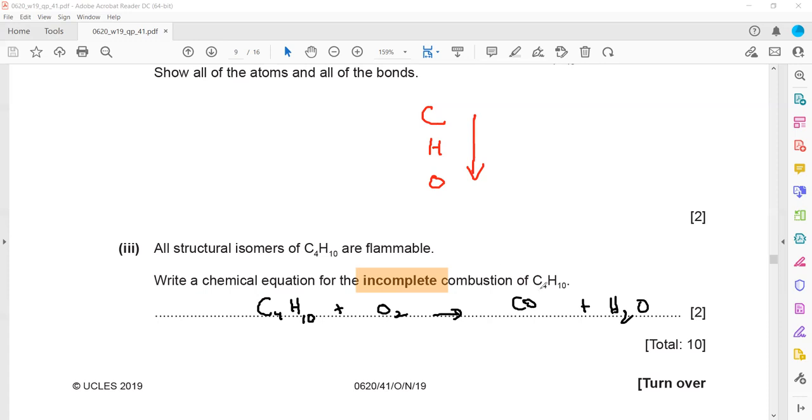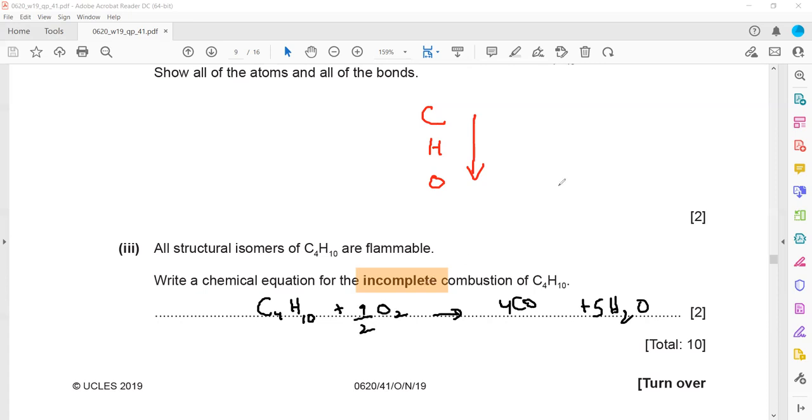So 4 carbon, we put 4. So carbon is balanced. Hydrogen 10, so we put 5, hydrogen is balanced. And now oxygen, we have 4 here and we have 5 here. 4 plus 5, 9. So how to make 9? It will be 4.5. Or you can write in fraction here, 9 by 2. So 9 by 2 oxygen are there.